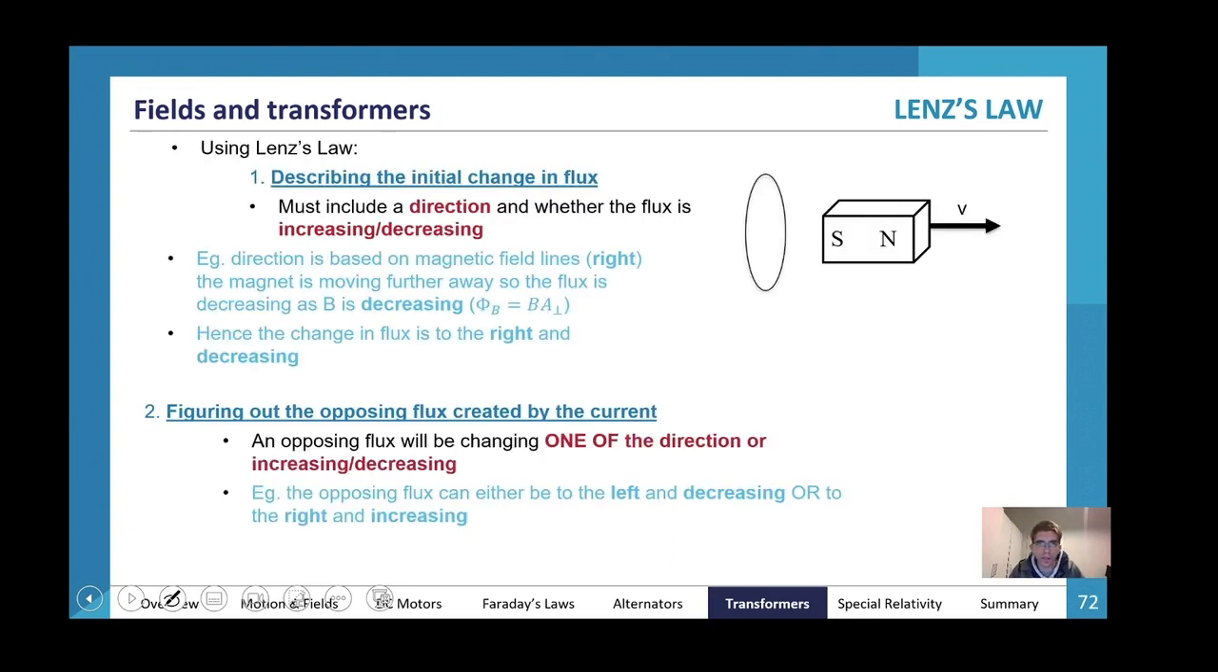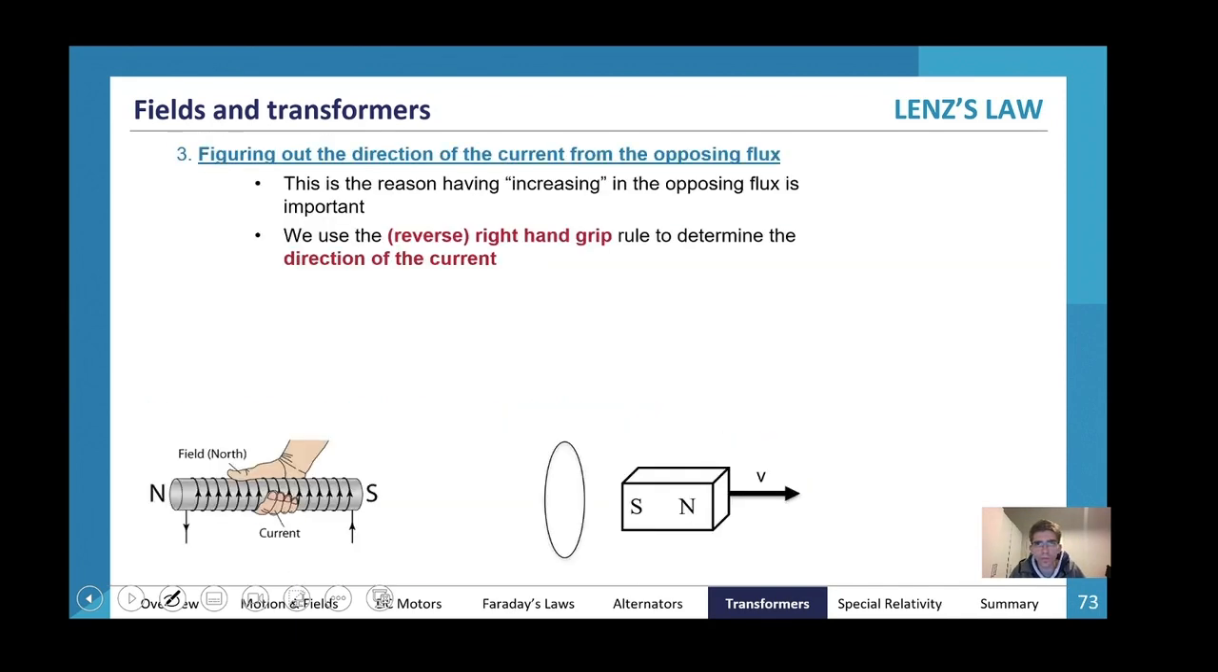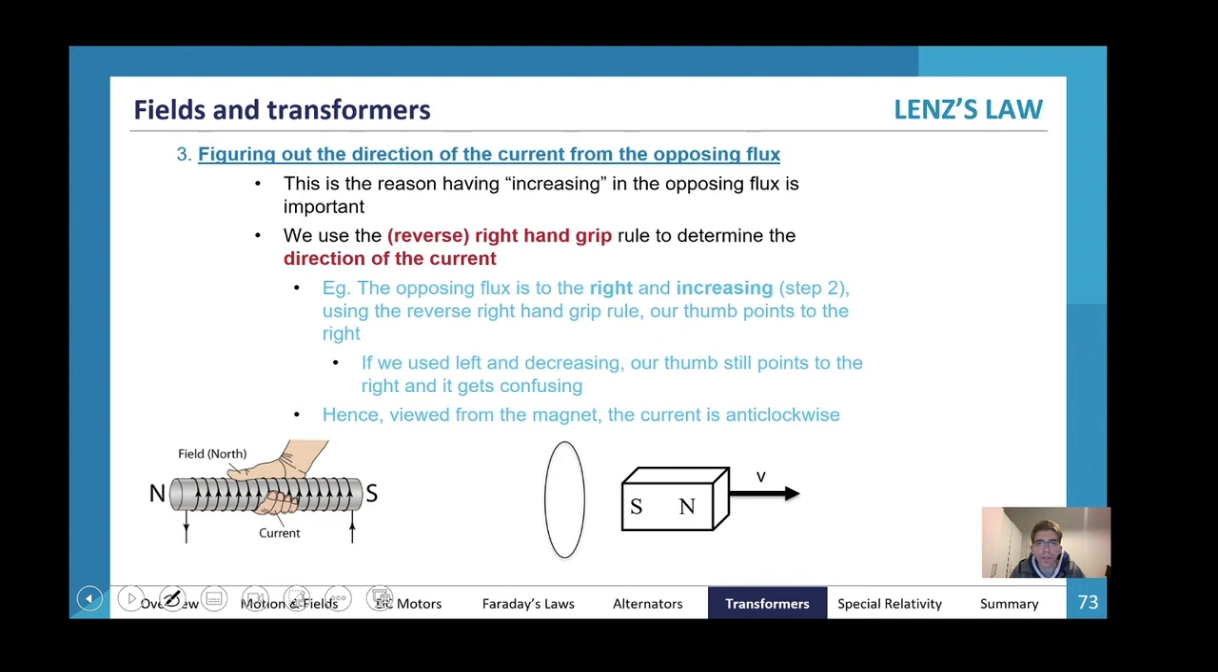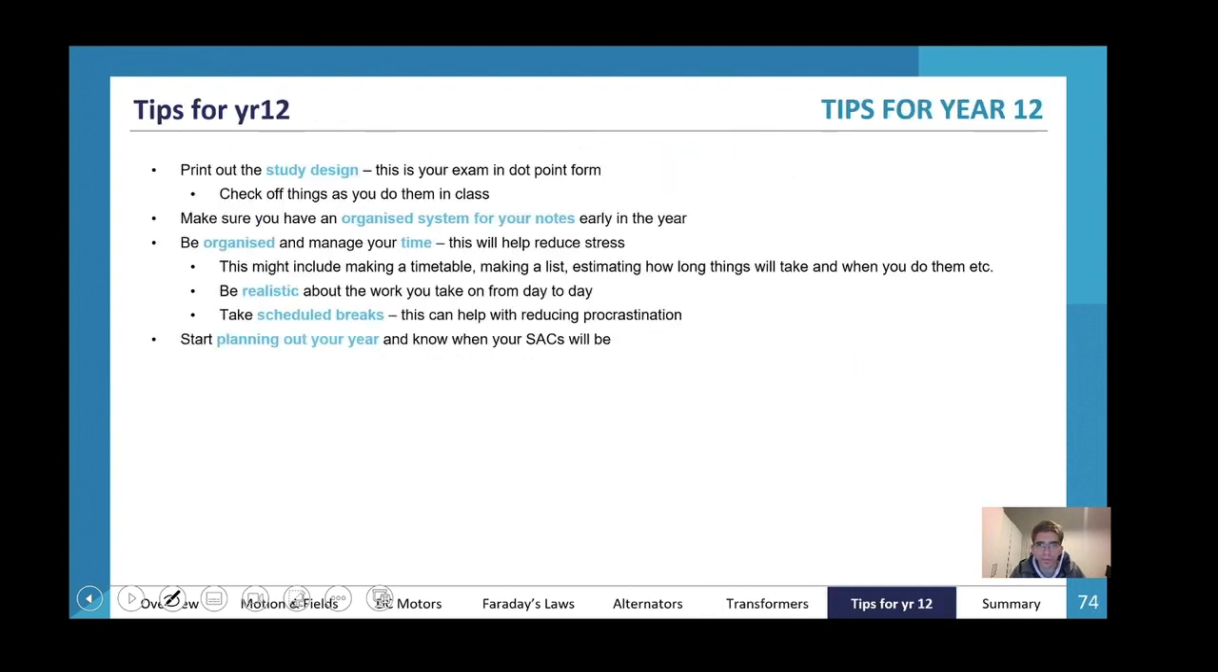And these are the detailed steps showing that. Now, Lenz's law is not that complicated.